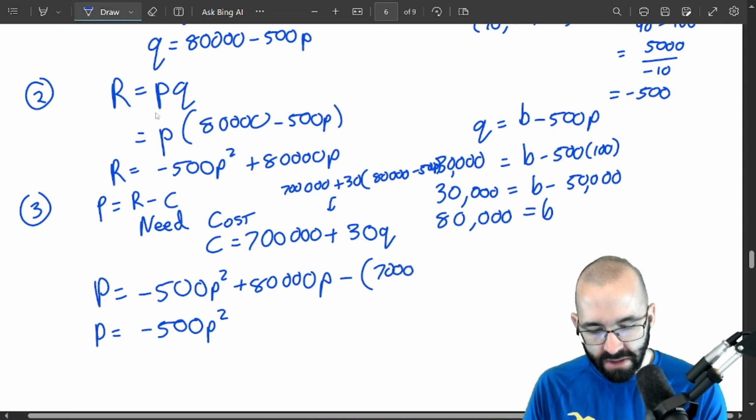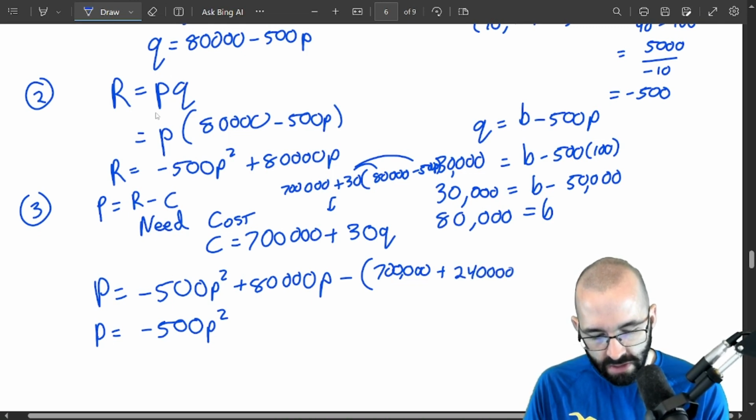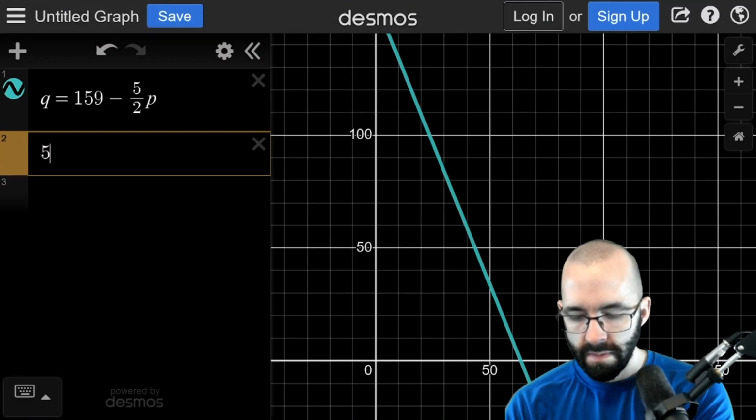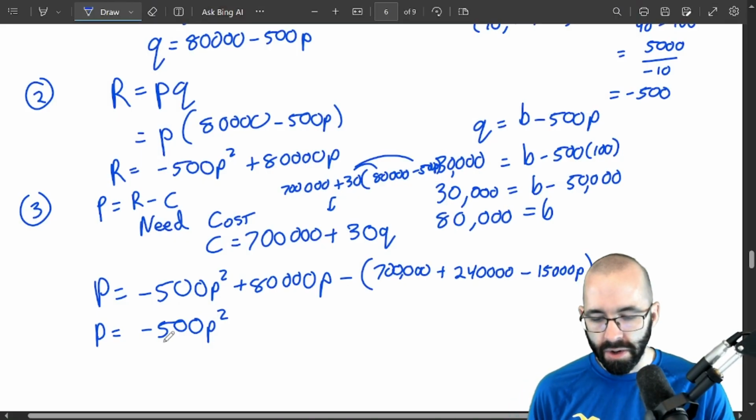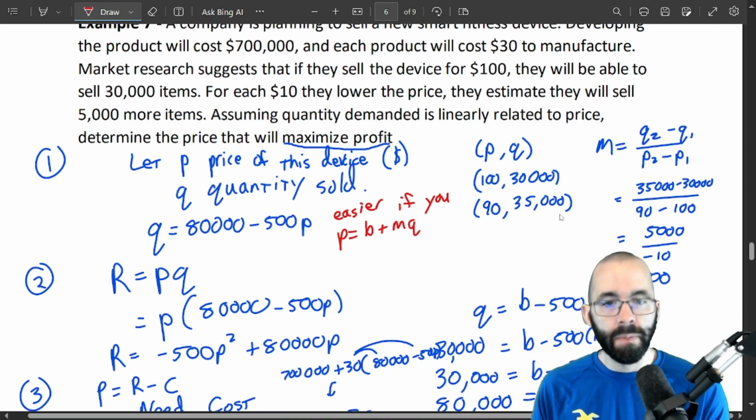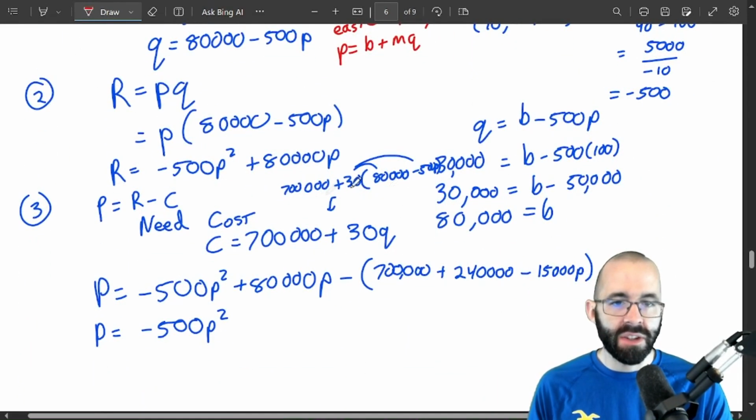Subtracting out that 700,000 plus 30 times that. Let's distribute that right here. That's going to be 240,000. And then distributing, it's going to be 500 times 30. 500 times 30 is 15,000, right? Yeah, okay. So you'll have an easier time with this. I said it didn't matter, and they're both right. It's easier if you have P equals B plus MQ. Both work, but you won't have to do this extra step if you do it the other way.